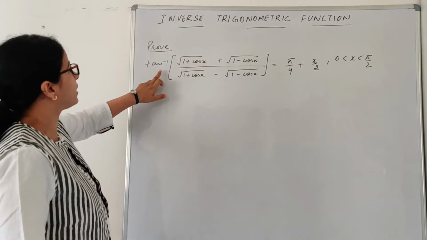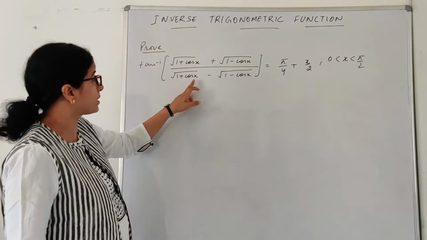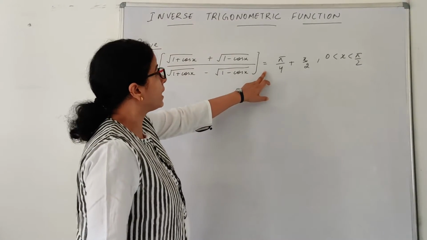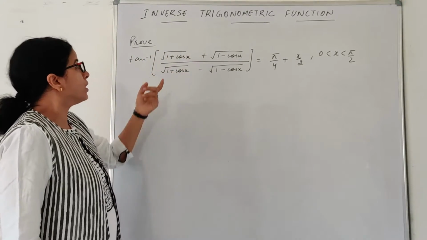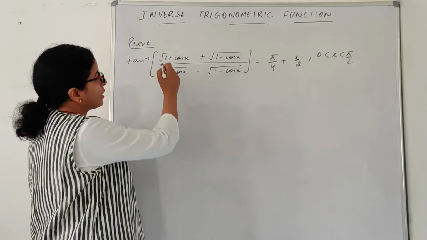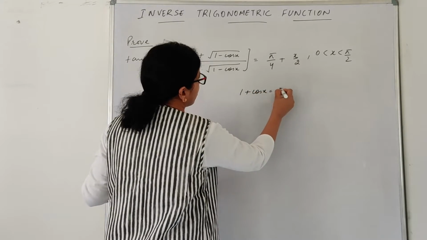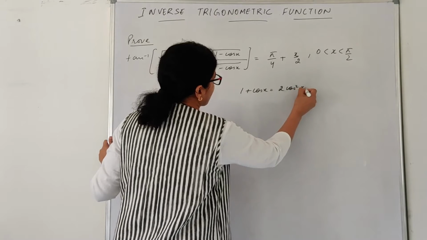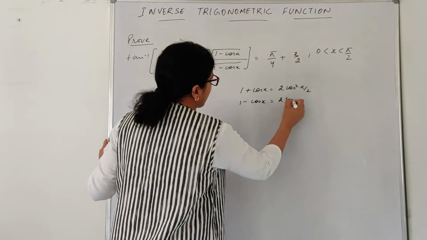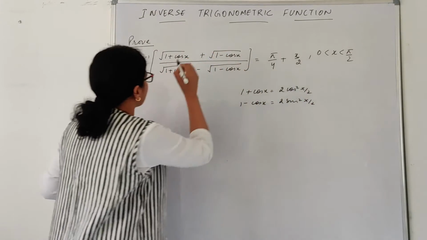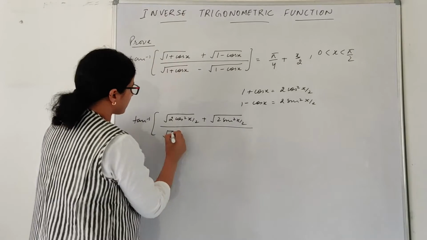So, we have to prove tan inverse of (under root 1 plus cos x plus under root 1 minus cos x) upon (under root 1 plus cos x minus under root 1 minus cos x) equals this value, when my x lies between 0 comma pi by 2. So, as we know from the cos 2 theta formula, 1 plus cos x equals 2 cos square x by 2. 1 minus cos x is equal to 2 sin square x by 2. Substitute these values. Again in the denominator the same values will be substituted.